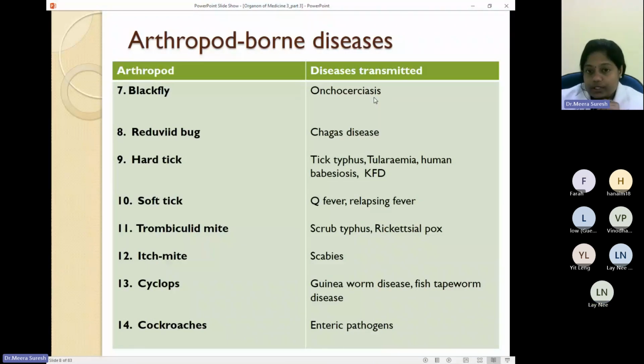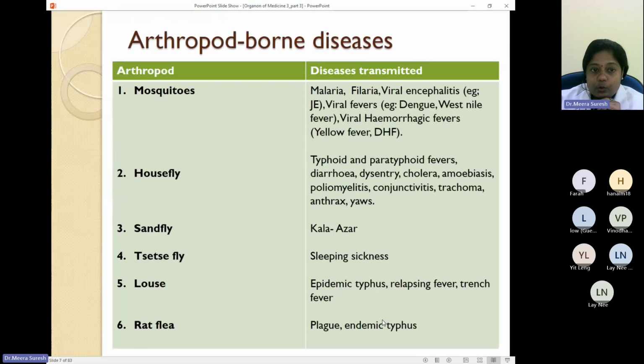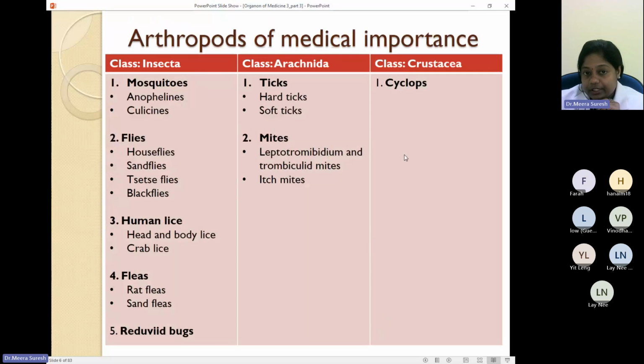Black fly, which causes onchocerciasis. Reduviid bugs, which cause Chagas disease. Hard tick, causing tick typhus, tularemia, human babesiosis, and Kyasanur Forest Disease or KFD. Soft tick, which causes Q fever and relapsing fever. Trombiculid mite, causing scrub typhus and rickettsialpox. Itch mite causing scabies. Cyclops, which causes guinea worm disease and fish tapeworm disease. And cockroaches carry the enteric pathogens, causing GIT infections. So these are the most important arthropods belonging to the different classes.